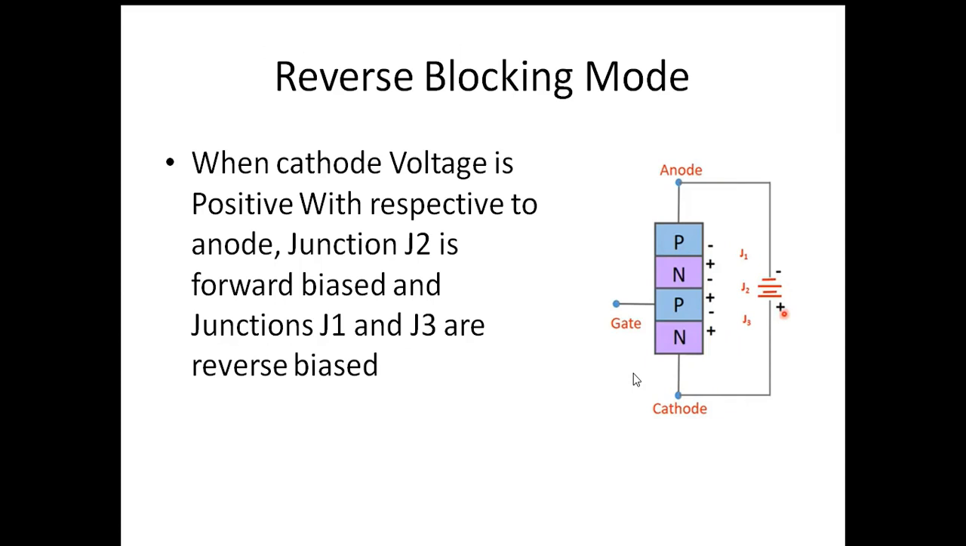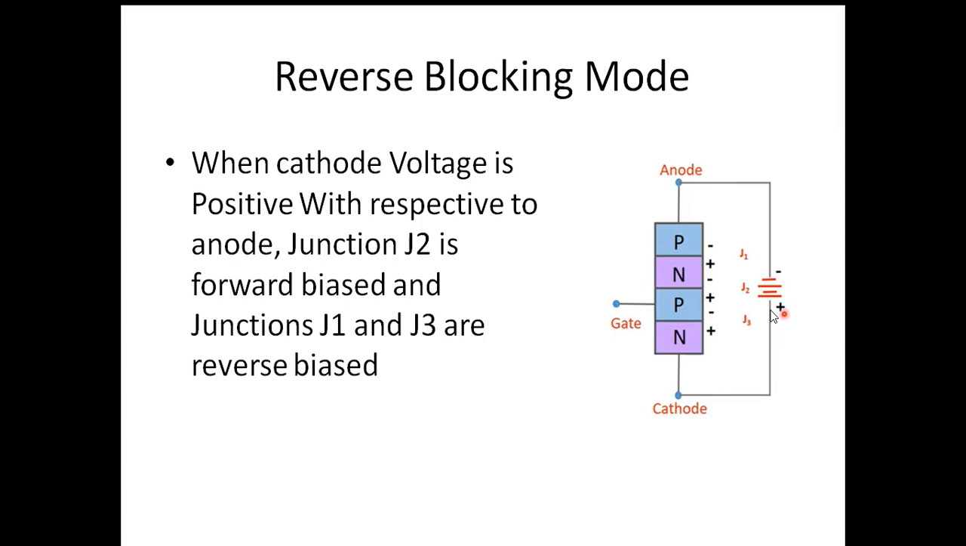Next, reverse blocking mode. In reverse bias condition, the P layer will be connected to the negative terminal of the supply and the N layer will be connected to the positive terminal of the supply. So this is reverse biasing of the device.